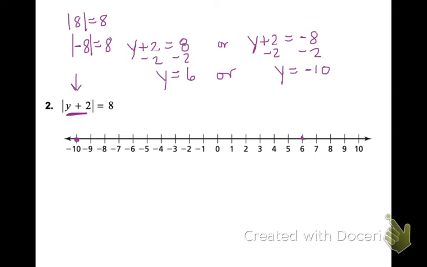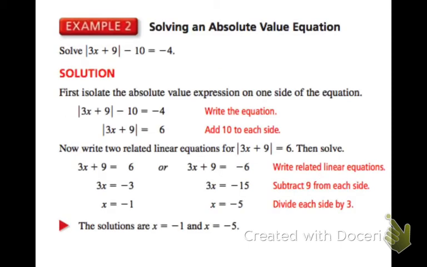All right, next up. Sometimes in solving these, we have to do a little bit more work, right? The main thing is that we get the absolute value part of the equation by itself. So when we look at this, solving the absolute value of 3x plus 9 minus 10, we have to get rid of this first before we can go into that step where we write the two linear equations. So we know that we can write the equation, and if we add 10 to both sides, this 10 would cancel out, and we're left with this.